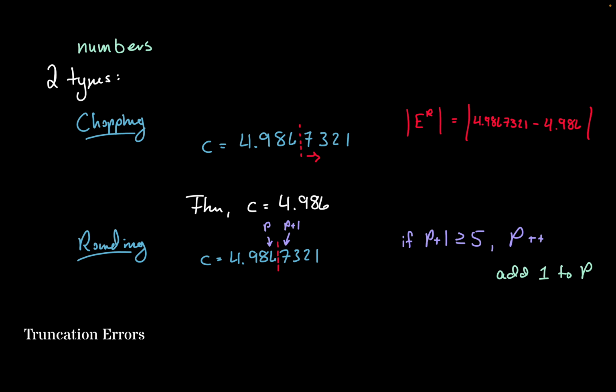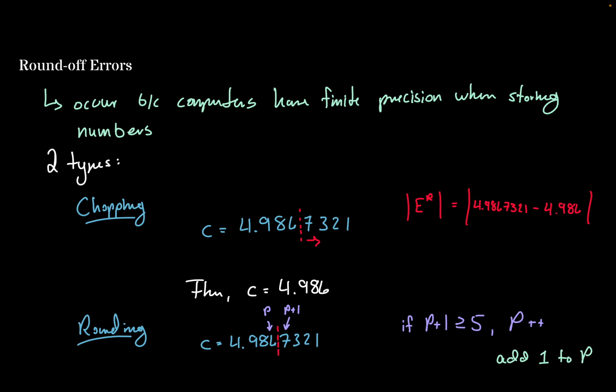Because in this case, since 7 is greater than or equal to 5, we'll round up our c, so that's 4.987. And now we calculate the error for this by doing essentially the absolute value of e to the r, where r represents round off error. And that will be equal to the original number, 4.9867321, minus 4.987. So now we've hit basically our first type of error, which is our round off error.